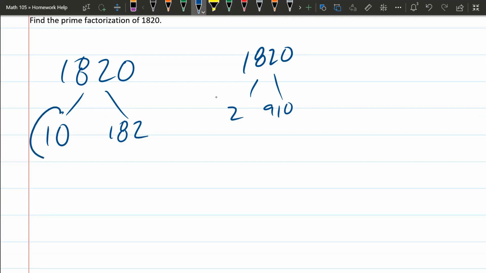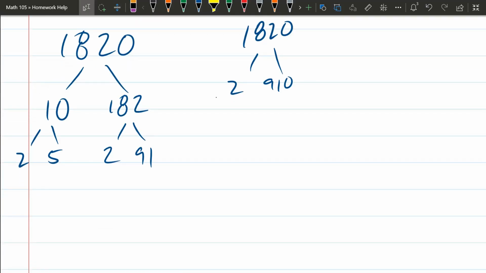Now, neither 10 nor 182 are prime, so 10 is 2 times 5. Now 182, this is even, so we can get a 2 out of there. And now if you don't know what this is, you're going to have to divide by 2 using long division. But we just did it. So instead of 910, it's 91. All right, so from here, 2 is prime. What about 91?